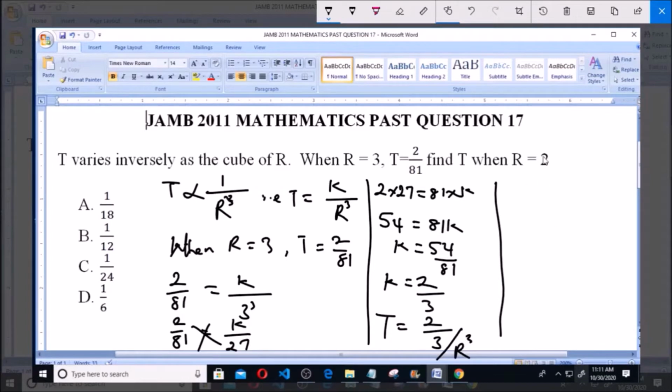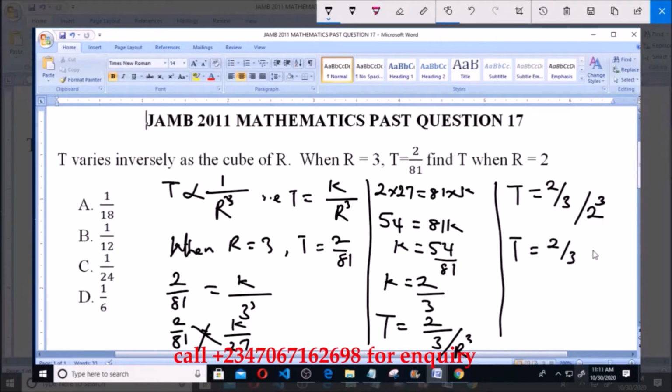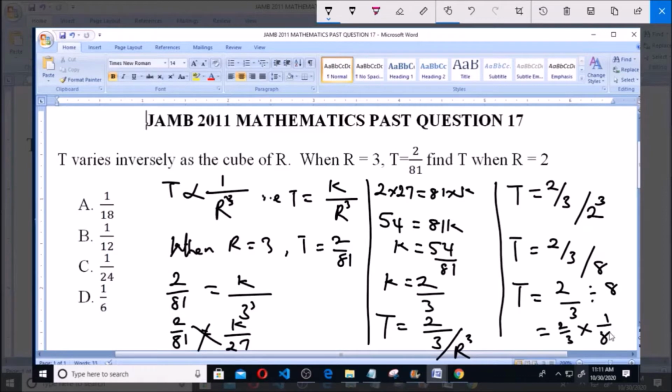Now we are asked to find T when R equals 2. So T will be equal to 2 over 3 divided by 2 cube. 2 cube is 8. So T is equal to 2 over 3 divided by 8, and that is equal to 2 over 3 multiplied by 1 over 8. Now 2 in 2 and 2 in 8 will give us 4. So we have that T is equal to 1 over 3 times 4, and that is 1 over 12.